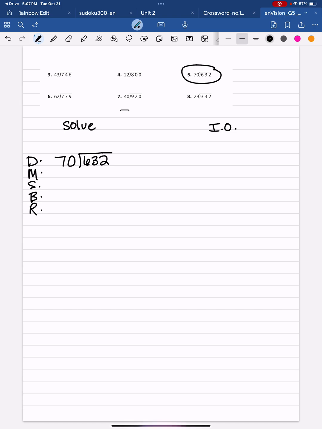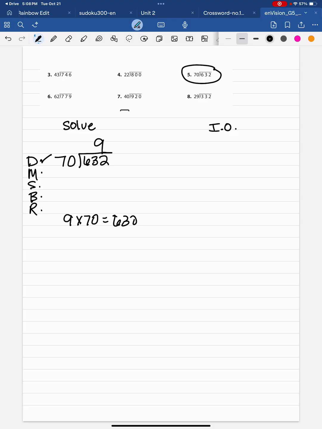which 70 is a multiple of 10. So they think in terms of multiples of 7. So 7 times 2 is 14. So 70 times 2 would be 140. So how many times will 70, and I'm going to round this to 630, and we know that 9 times 7 is 630. So 9 times 70 is 630. So that means it will fit in there 9 times without going over.